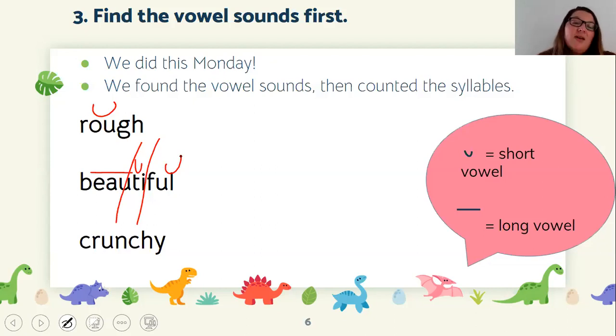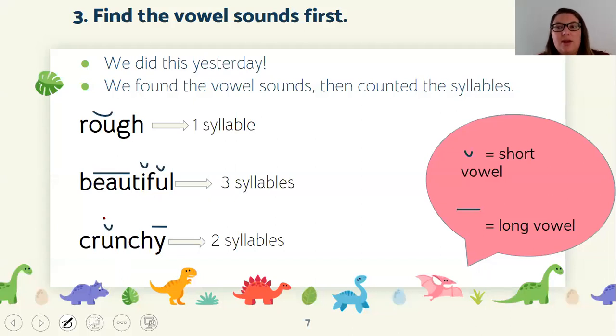The next one is crunchy. Again, we have 2 syllables in crunchy. If we listen to the sounds, crunch, it's not croon, it's crunch. So that's a short vowel sound. Oh, sorry, I forgot the Y. Crunchy, even though it's a Y, it makes the E sound. That's one of our things. Sometimes Y. I'm not too concerned about if you get the Ys yet, anyway.